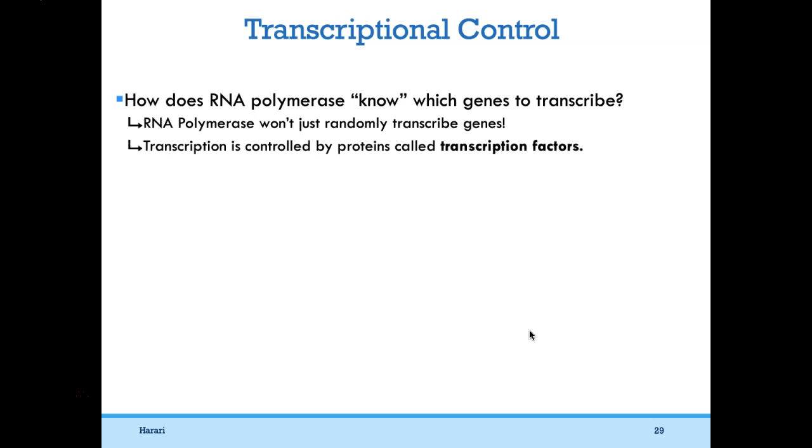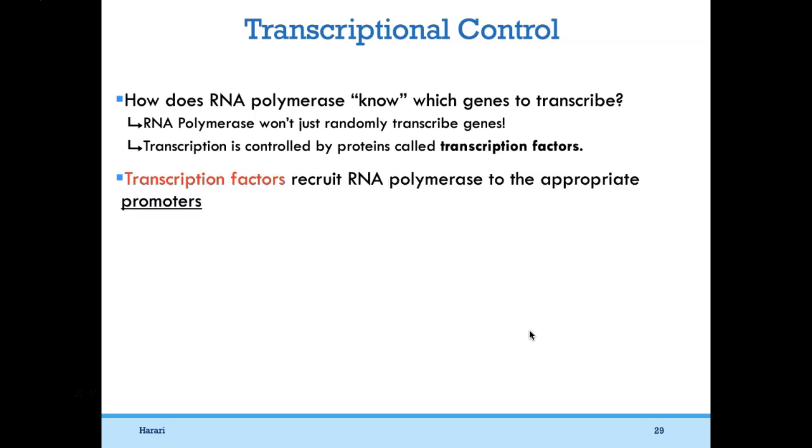Transcription is tightly controlled by proteins called transcription factors. Transcription factors are going to be very important in Chapter 13. It's the transcription factors that can tell RNA polymerase to come to a specific promoter. So transcription factors could say, hey, RNA polymerase, come over here to this gene promoter and start transcribing it now because we need this gene product.